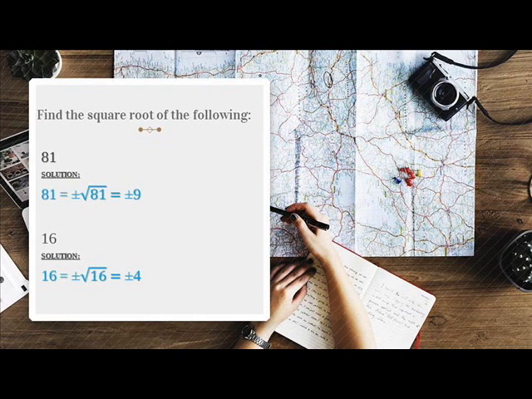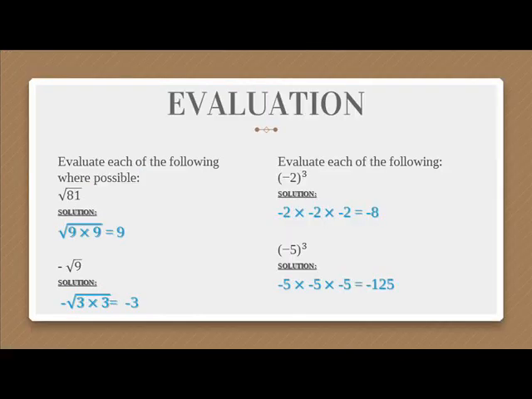Likewise, we have 16, which also has two square roots because 4 into 4 is 16 and minus 4 into minus 4 is also 16. Therefore, combining both the positive and negative square roots, we have written plus minus under root 16, that equals plus minus 4.